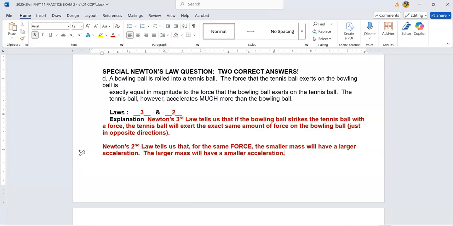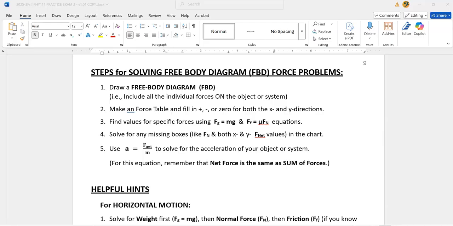All right, let's stop here. And when we come back, we'll begin looking at steps for solving free body diagrams.